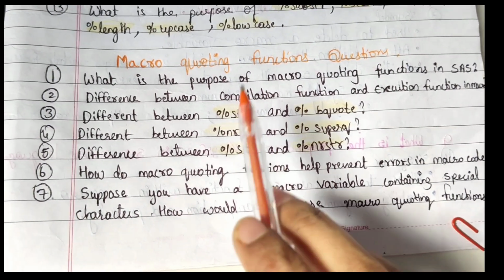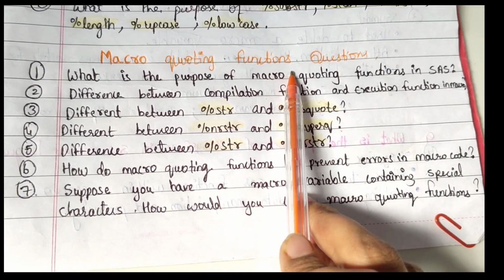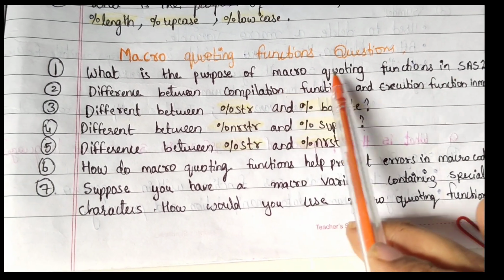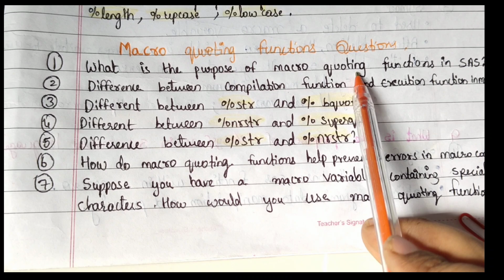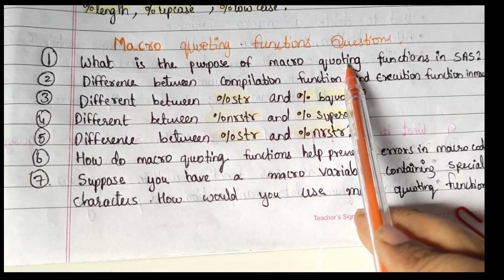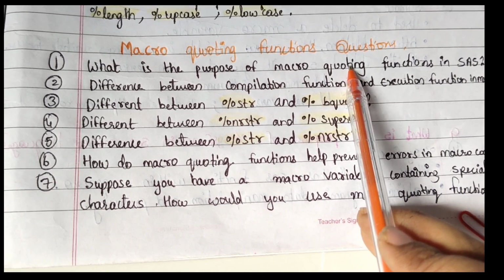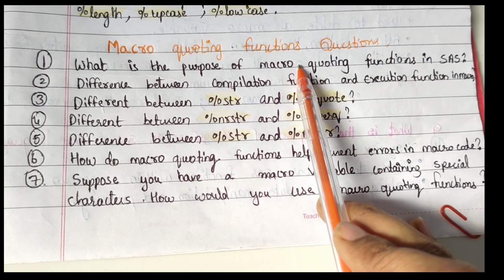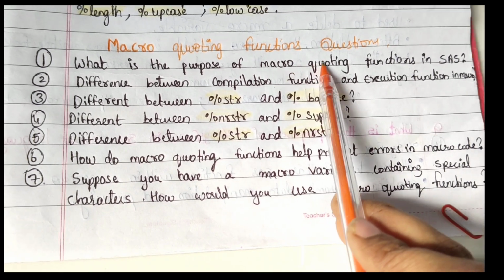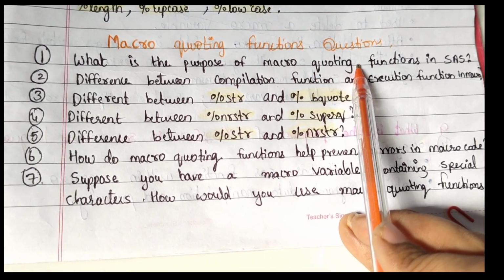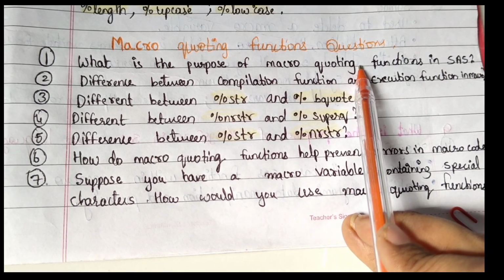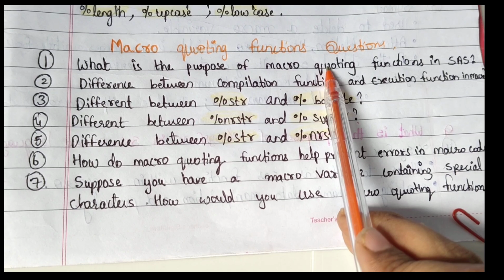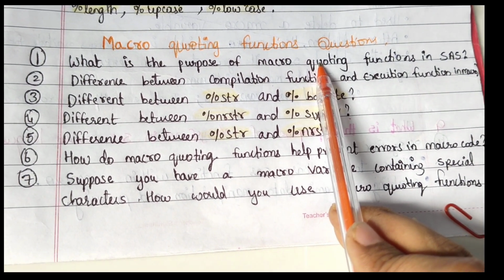You can see the questions of macro quoting functions here. So first question is, what is the purpose of macro quoting functions in SAS? What is the purpose of macro quoting? It is broadly categorized into two types, that is nothing but compilation functions and another is execution functions, right? So you have to briefly explain about it, and this macro quoting functions is mainly used to mask special characters in macro code. First thing you have to say this, and then you have to explain briefly about compilation functions and execution functions, whatever I have explained you in the notes.